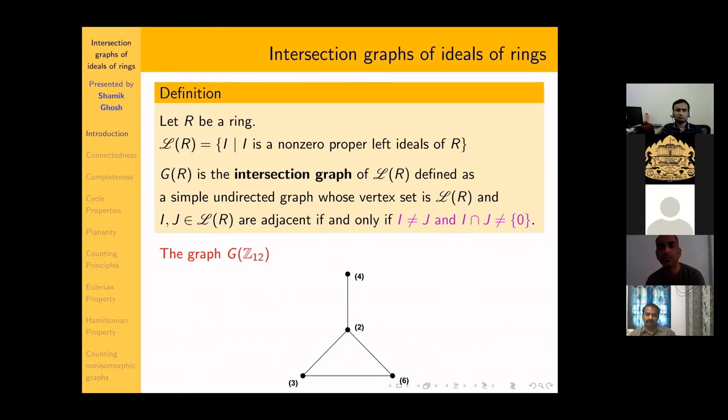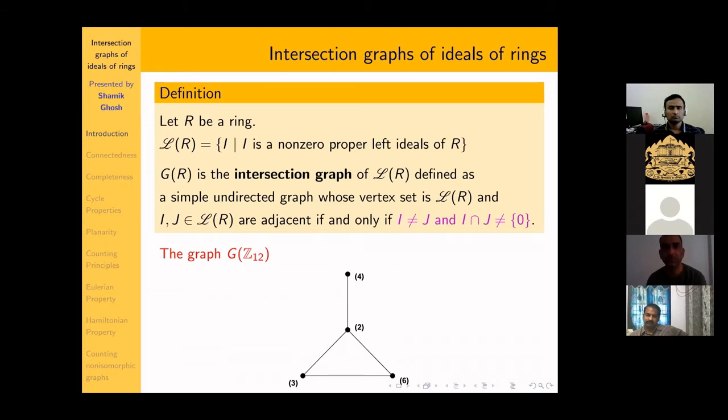Take a group, take the collection of subgroups, and take the non-trivial intersection to make the adjacency. Likewise, you can start with a ring and take the ideals of the ring. For the general definition, we are taking the left ideals of a ring. For commutative rings, you can take two-sided ideals. Also for non-commutative rings, you can take the collection as two-sided ideals, and instead of left ideals you can take right ideals. However, I am just considering the left ideals.